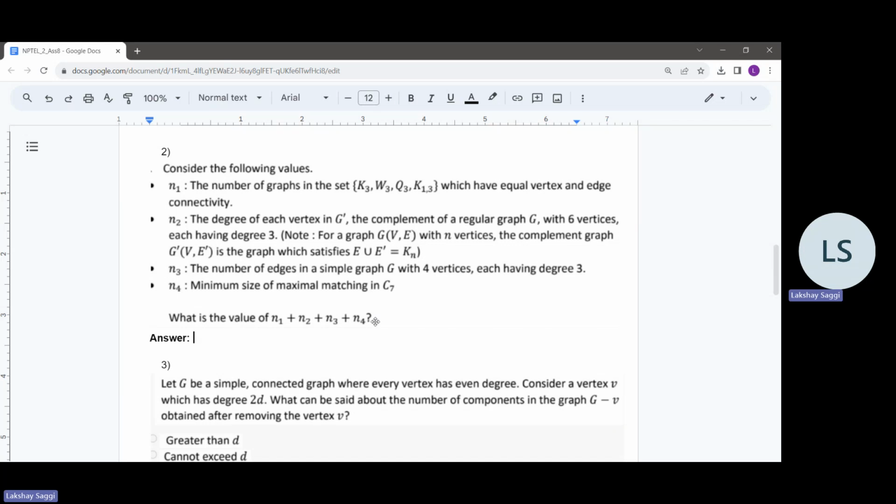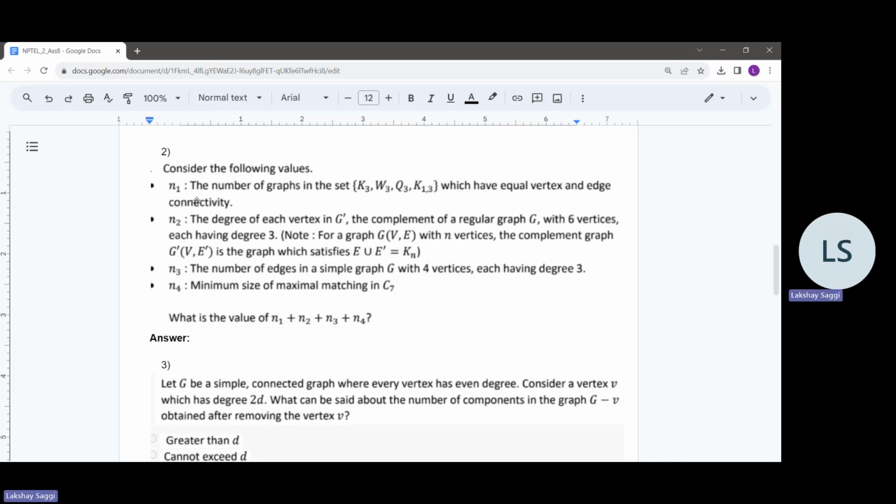And then we have to find out the value of n1 plus n2 plus n3 plus n4. So effectively, finding the value of n1 plus n2 plus n3 plus n4 is essentially like saying we need to find out the value of n1, n2, n3, and n4 separately, and then we can just output their sum. So yeah, this is not the important part. Finding out what the values of n1, n2, n3, n4 are is the important part.